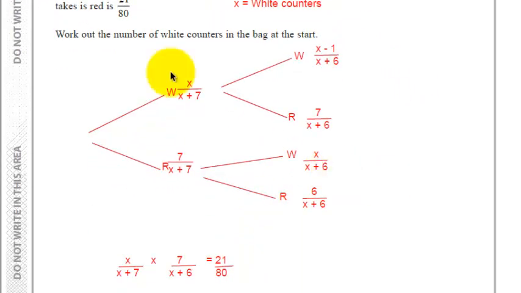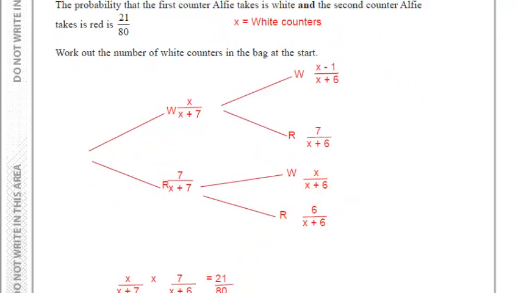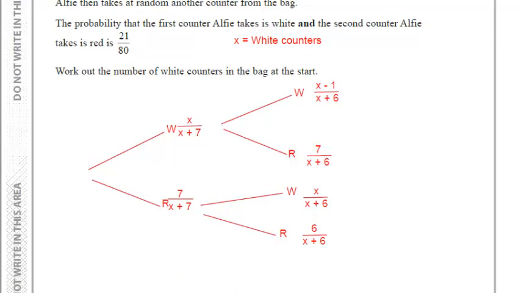Now there's a couple ways of doing this, and I have decided to use a tree diagram to show all the possible outcomes. Let's just take a moment to look at this to make sure we understand it. When Alfie picks his first counter, he will either get a white or a red. I've let X stand for the white counters, and there are 7 red counters in the bag, so both fractions are going to be out of X plus 7, because that's how many counters there are in the bag. There are 7 red counters, so it's 7 out of X plus 7 for the probability of picking a red, and there are X white counters.